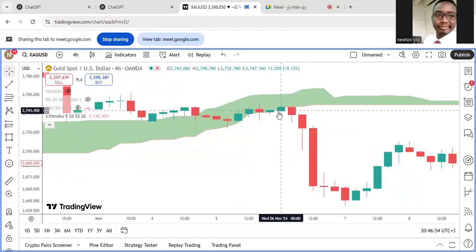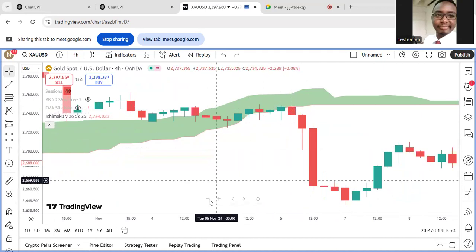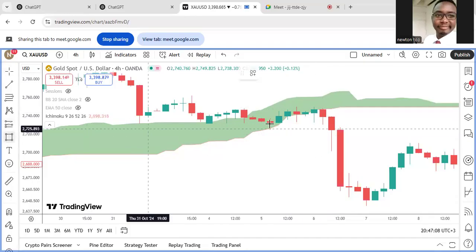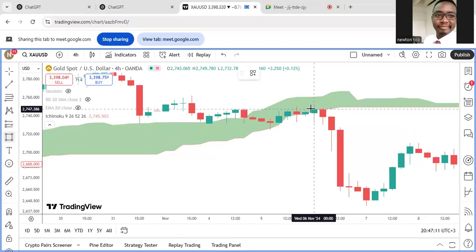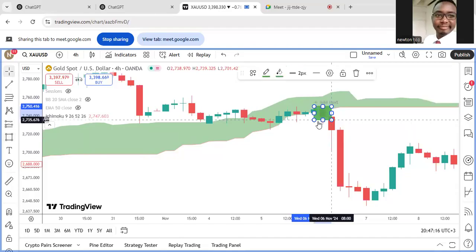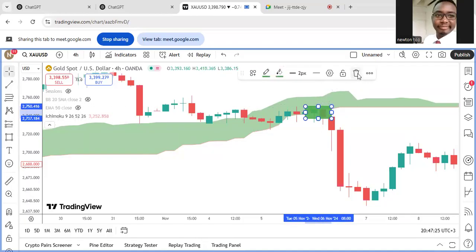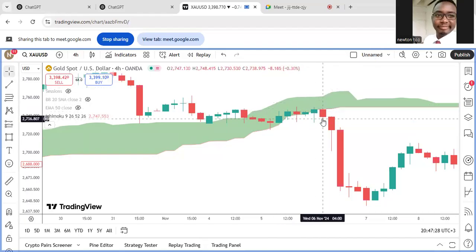Then what is it doing? This one broke half of it. Then the red one was a full one, it closed outside the cloud. Then which candle is this one? This candle is a bearish engulfing candle. So this one will break half, then this one will break full.